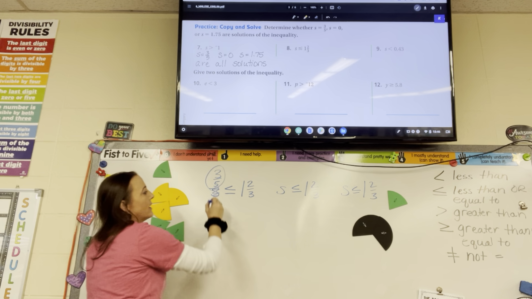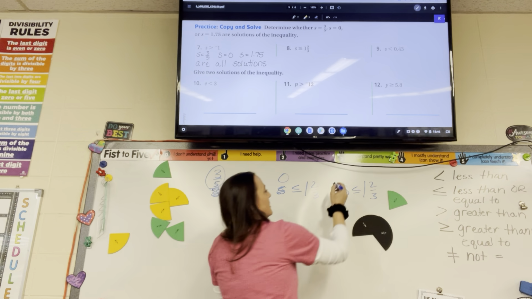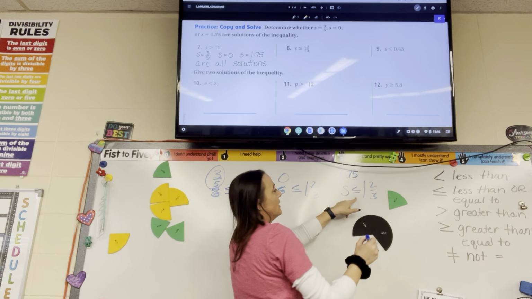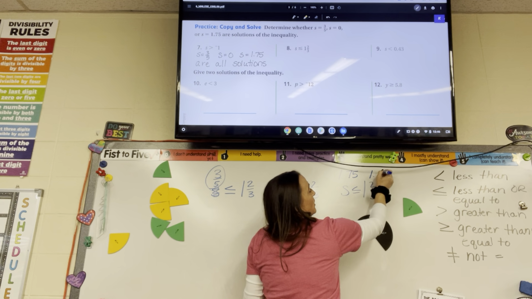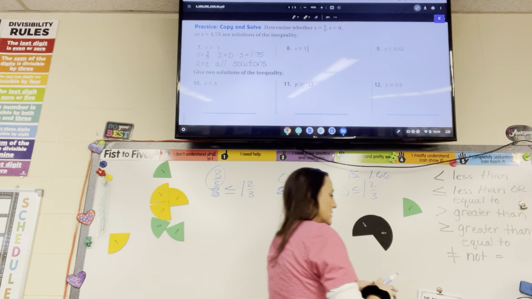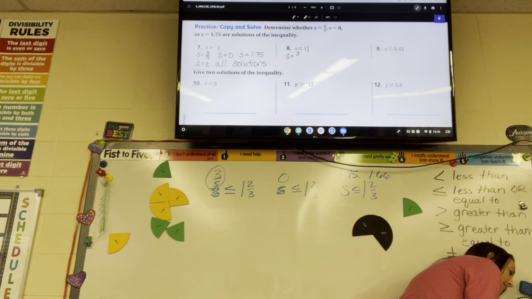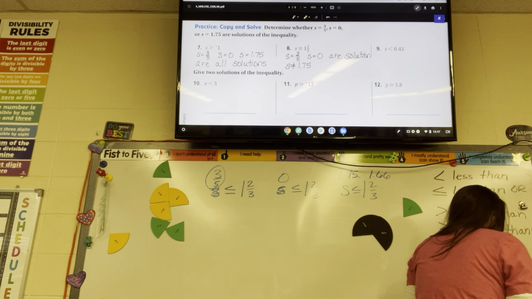Yes. Okay. Is 0 less than 1 and 2/3? Yes. Is 1.75 less than 1 and 2/3? No, which is like 1.66. So, solution, solution, not a solution. So, S equals 3/5 and S equals 0 are solutions. S does not equal 1.75. So we can write it like that.